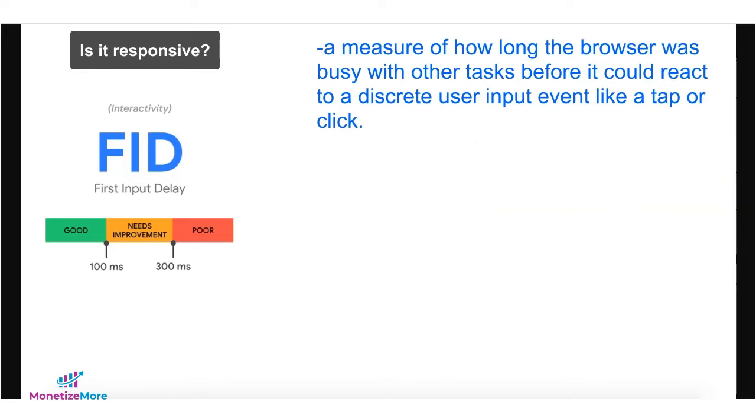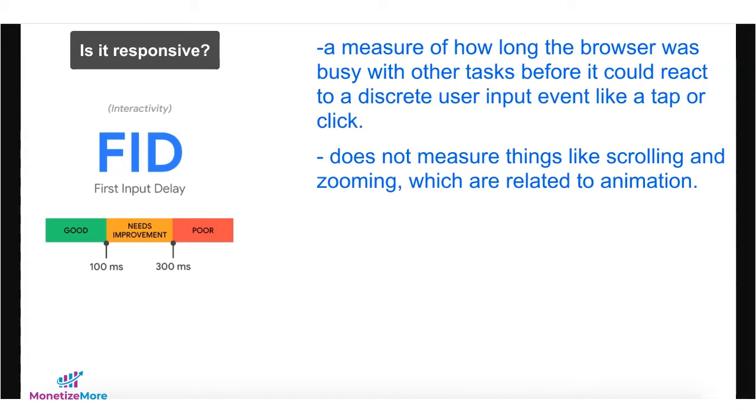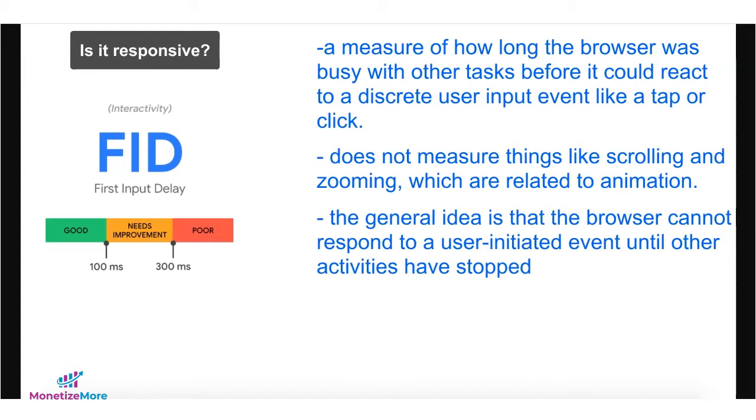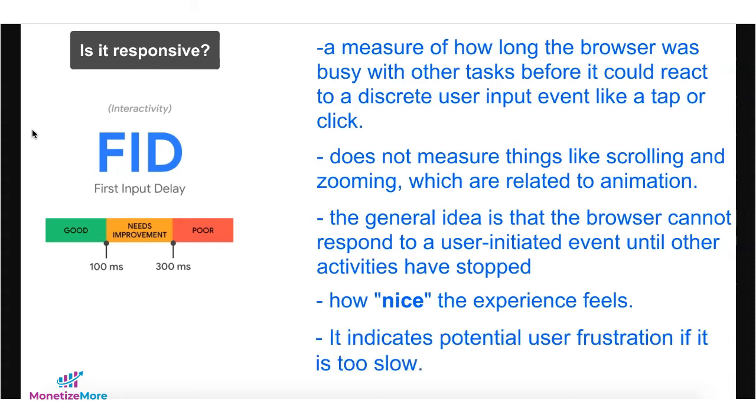FID is a measure of how long the browser was busy with other tasks before it could react to a discrete user input like a tap or click. It does not measure things like scrolling or zooming, which are related to animation. The general idea is that the browser cannot respond to a user-initiated event until all other activities have stopped. Measuring the difference between when the user tries to interact and when the browser can respond is a proxy to how nice the experience feels. It indicates potential user frustration if it is too slow.